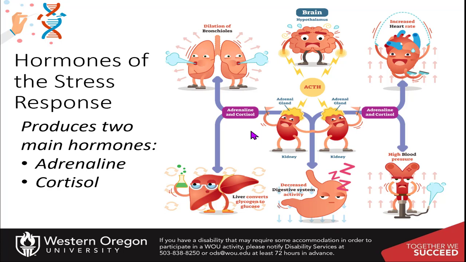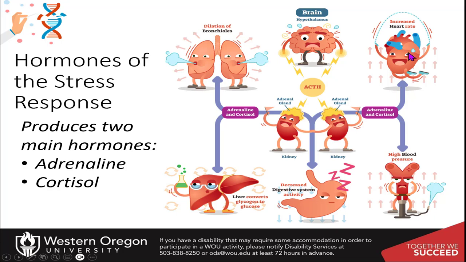So first we need a definition for a hormone. A hormone is any compound that's secreted into the bloodstream from one part of the body that has an effect at a distant site or distant location in the body. So this could be the liver. In the case of adrenaline and cortisol, it's going to cause the liver to release glucose into the bloodstream. It also will go and affect the lungs, causes dilation in the lungs, right? So that you can breathe in more air.